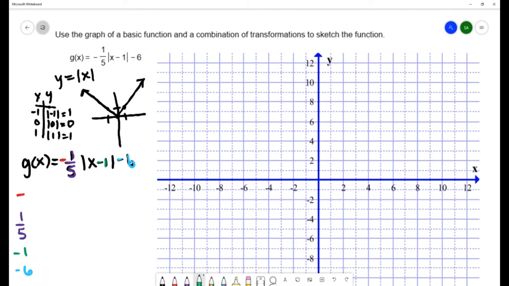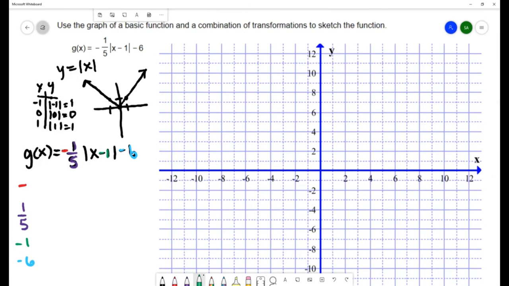So you want to identify what the transformations are. To identify them, there are some memorizing that you have to do. So you have to memorize that multiplying by a negative is a reflection. You have to memorize that multiplying by a number is a stretch or compression.